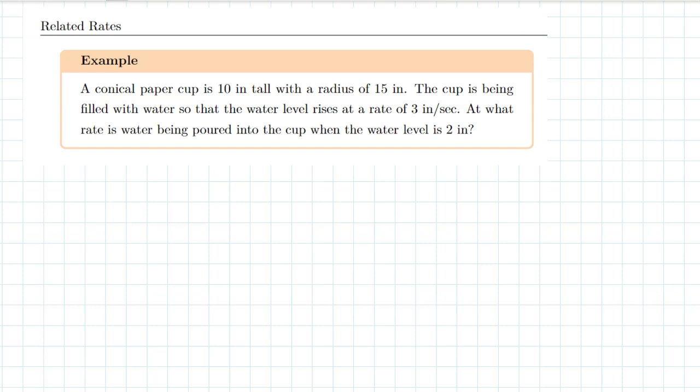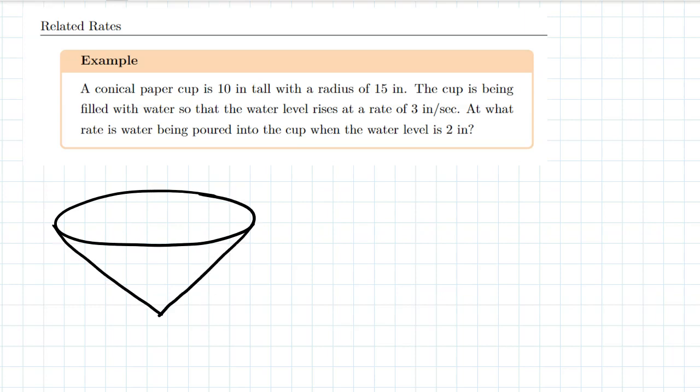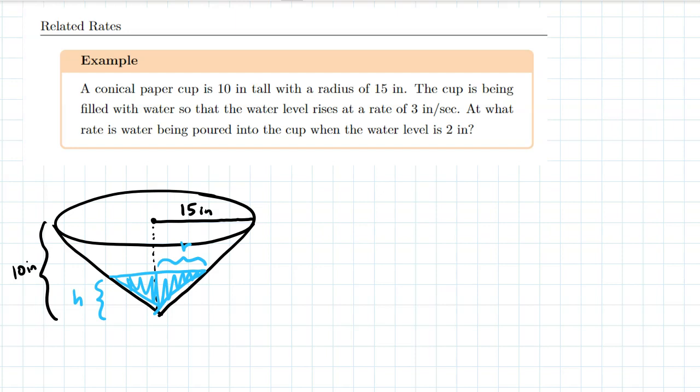So what I want to do at this point is draw my cup. I know that the radius of my cup is 15 inches, and I know that the height of my cup is 10 inches. Now I'm going to go ahead and draw my water. So there's my water in my cup, and the radius of my water, I'm going to label that r since the radius of my water is changing, and then the water level or the height, I'll call that h.